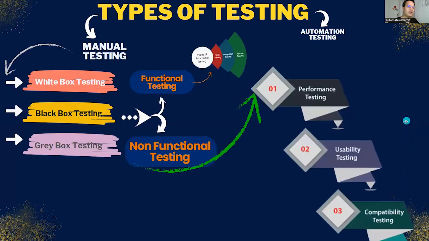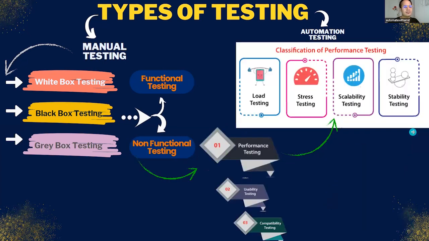Now coming next, non-functional testing can be divided into multiple testing types. As you understand, non-functional testing is about testing different parameters than functional things. In that case there are 3 different types: performance testing, usability testing, and compatibility testing. So what is performance testing? Again, performance testing has been divided into 4 different categories. First is load testing.